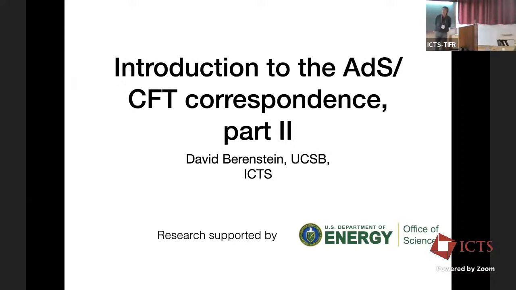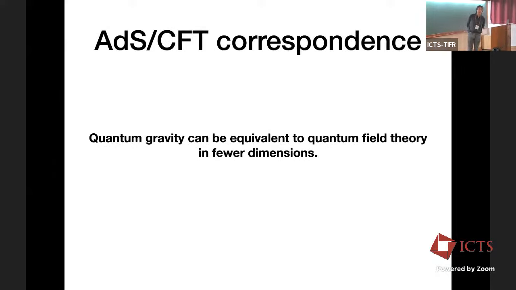Okay, so this is part two. Just reminding you what the statement of the AdS/CFT correspondence is. The statement is that quantum gravity in some spacetime that is like AdS can be equivalent to a quantum field theory in fewer dimensions, which is what the CFT side is. Yesterday, we spent some time understanding a little bit of what CFT is and a little bit of where AdS came from. And today, we need to understand a little bit more the physics of AdS and how to relate it to physics of CFT in more detail.